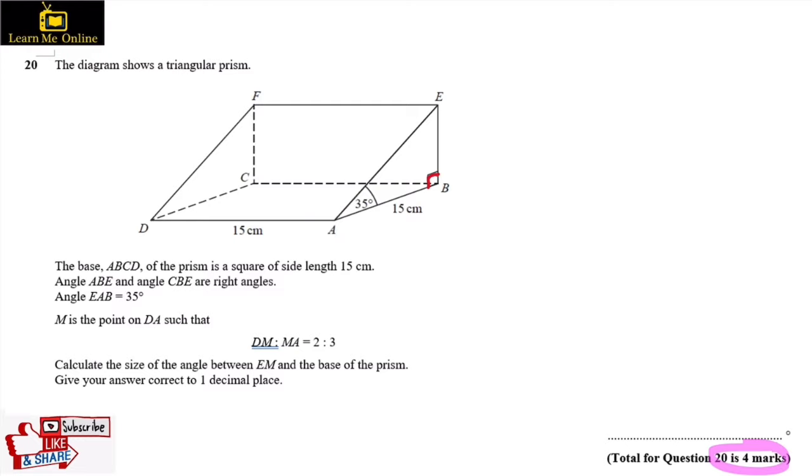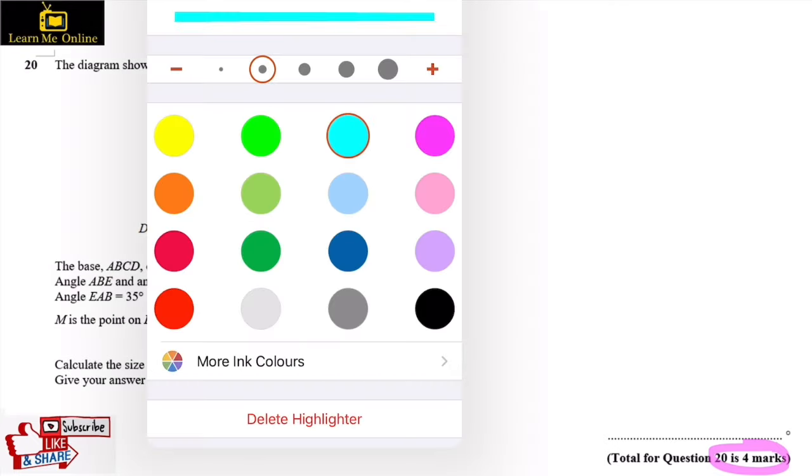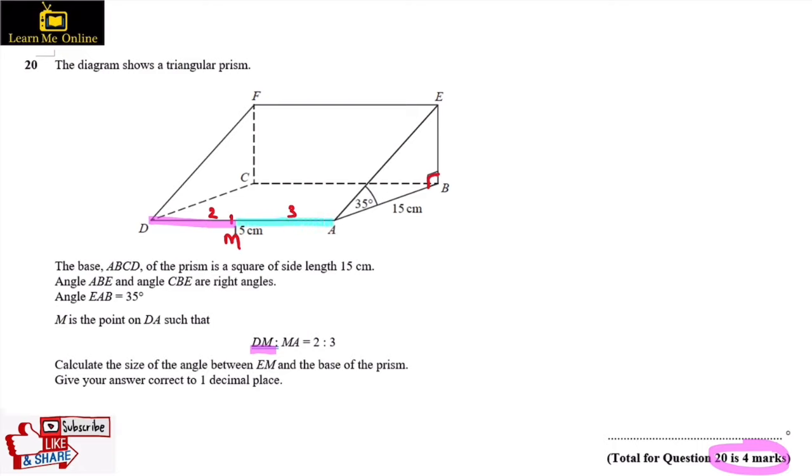M is a point on DA. M is the point where D to M and M to A is in the ratio 2:3. So maybe I say M is here. This has got 2 parts and this has got 3 parts. I'm going to read again now. D to M, from D to M here, has 2 parts, and then M to A has the remaining 3 parts, which would be here.